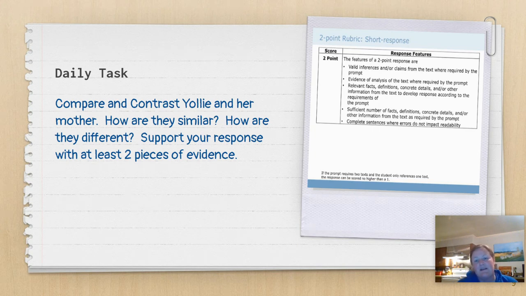In order to get 2 points, you need to make sure that you're providing valid inferences. So this is where you're telling me in your own words how they're similar and how they're different. I'm going to be looking for those statements, and those will count for your valid inferences. Also, evidence of analysis of the text. That's where you explain how your evidence supports that inference that you made. Relevant facts, definitions, concrete details, and other information from the text. So that's your evidence.